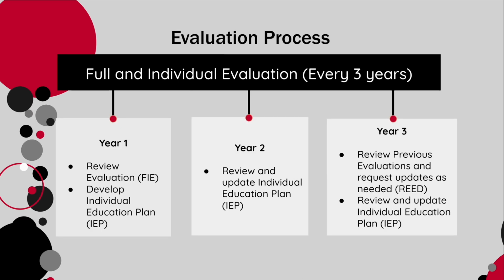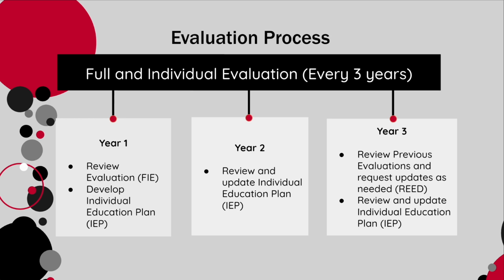I want to take a moment to explain how the evaluation and planning cycle works in special education, because knowing the timelines helps families feel confident and informed. Everything starts with a full and individual evaluation, or FIE. The FIE is the foundation for special education eligibility. It tells us how your child learns, what their strengths are, and what areas may need support. This evaluation helps us determine whether your child qualifies for special education services and guides the development of their IEP.